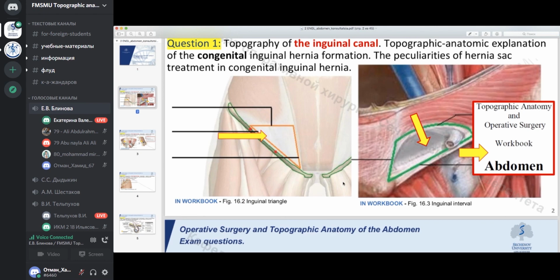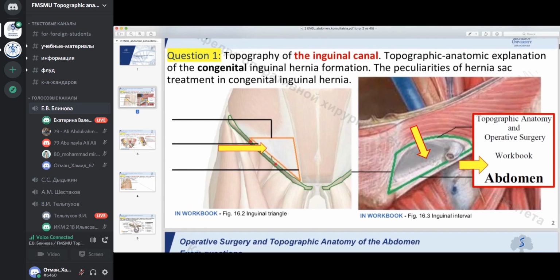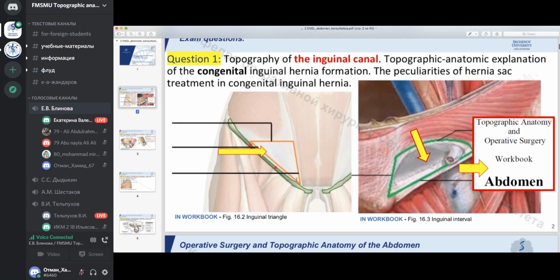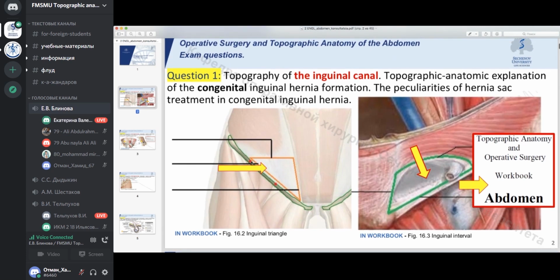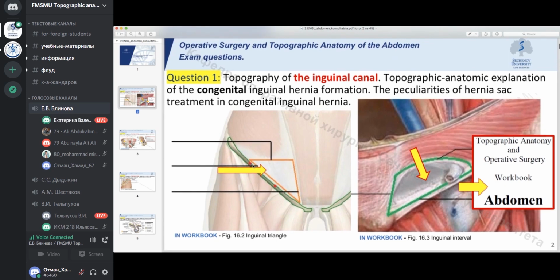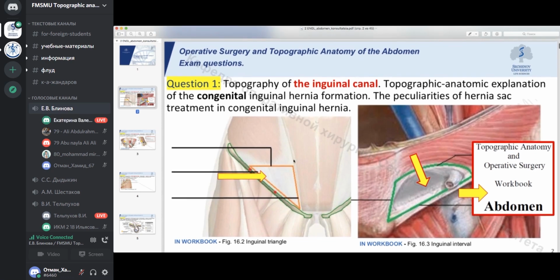The first question is the topographical anatomy of the inguinal canal. The inguinal canal is a weak place of the anterior abdominal wall, located inside the inguinal region, inside the inguinal triangle. The borders of the inguinal triangle: laterally is the inguinal ligament, medially is the lateral margin of the rectus muscle, and superiorly it's a perpendicular drawn through the external third point from the inguinal ligament to the lateral margin of the rectus.